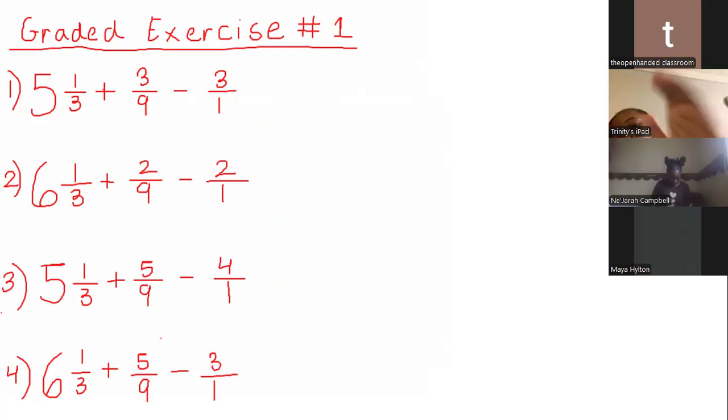Maya, what you got for number 2? I got 4 and 5 over 9. Okay, and Najara, what you got for number 2? I got 2 and 5 over 9. Wait, no, sorry. I was on the next. Number 2, I got 4 and 5 over 9.